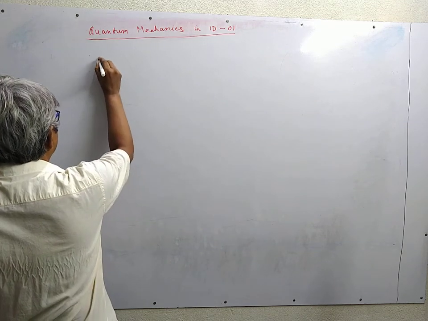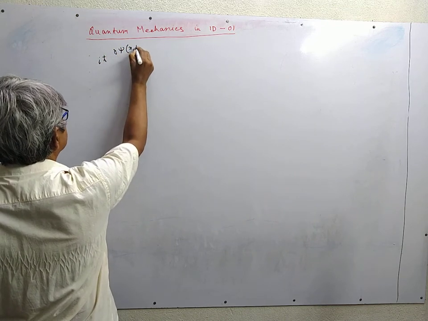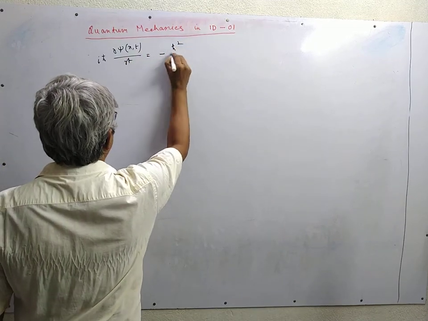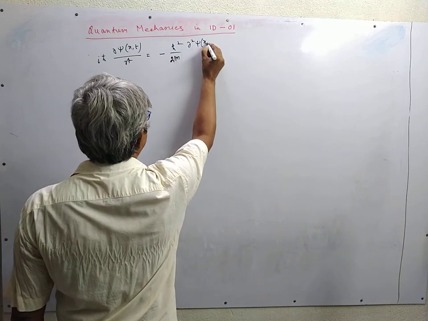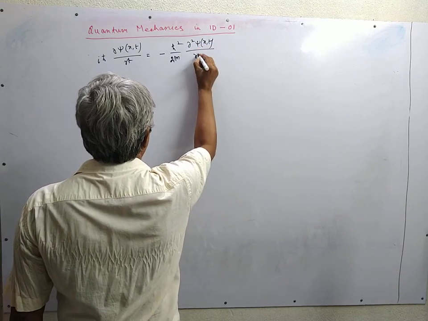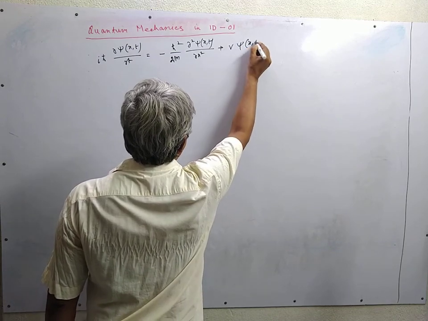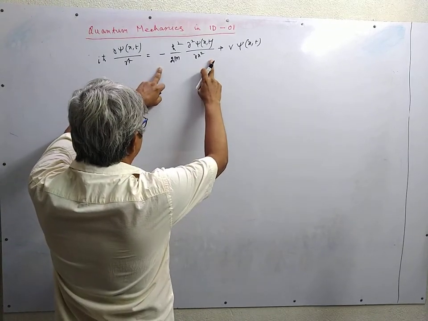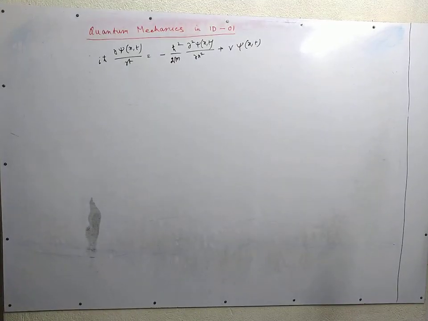In 1D, it reads as i h cross del psi of x,t by del t equals minus h cross square by 2m del 2 psi of x,t by del x 2 plus V psi of x,t. So this is the energy operator, this is the kinetic energy operator, this is the potential energy operator, and then the operand is the wave function psi of x,t.